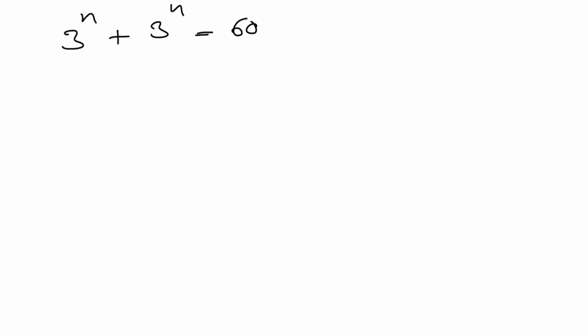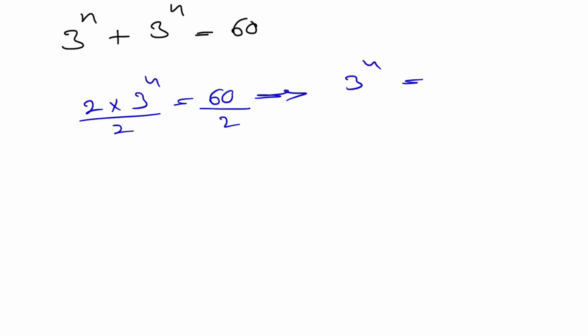Okay guys, welcome back. We have this equation 3^n + 3^n = 60, and we need to solve it for n. On the left side we have 2 times 3^n, which we get by factoring. So 2 times 3^n equals 60, and if we divide each side by 2, we'll get 3^n = 30.